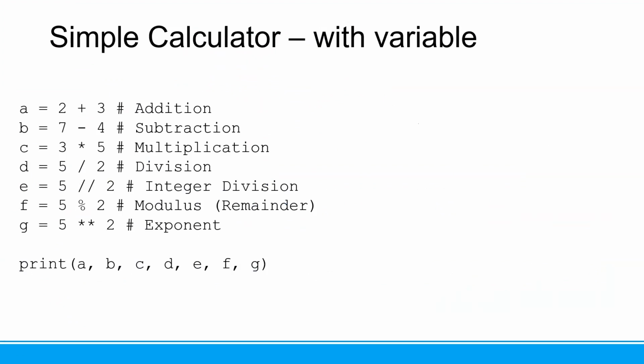We can add the variable to any of the mathematical operators. For example, a equals 2 plus 3. So this is the addition. b equals 7 minus 4, subtraction. c equals 3 multiplied by 5, and so on. So we learned this one last time.